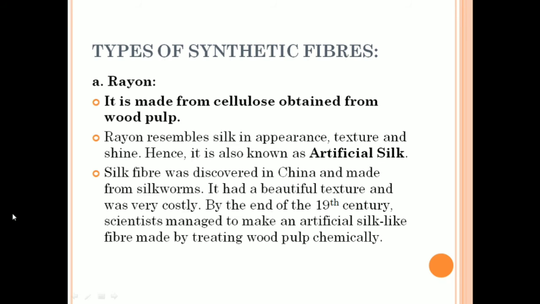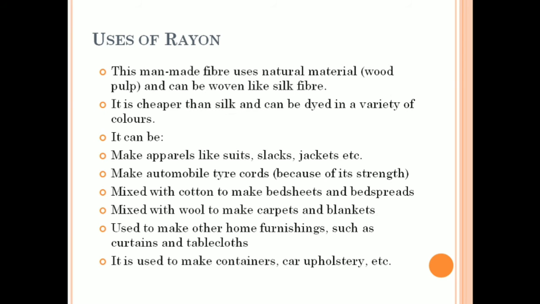So what happened? Let's see ahead. The texture of that fiber was very beautiful and it was relatively costly. It is very costly, so not all people can afford it. Therefore, the scientists made artificial silk-like fiber by treating wood pulp chemically. The scientists made rayon because they wanted some fiber resembling silk. So they discovered rayon. Now let's see the uses of rayon.